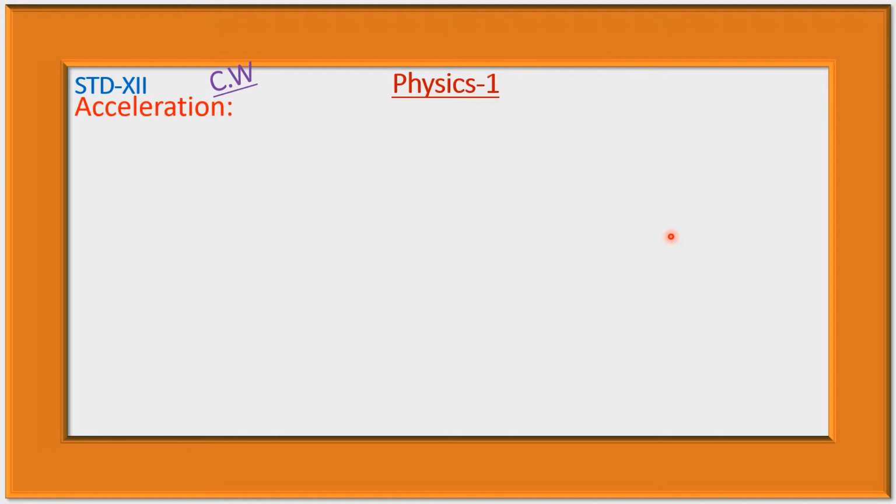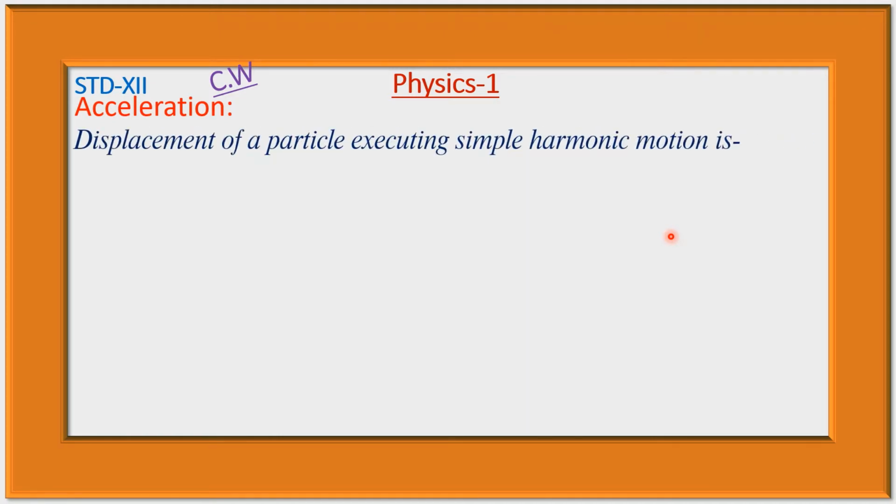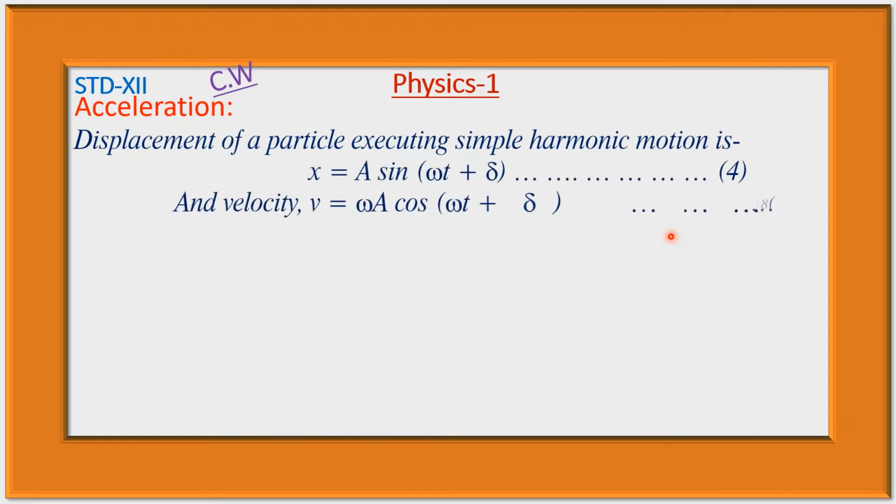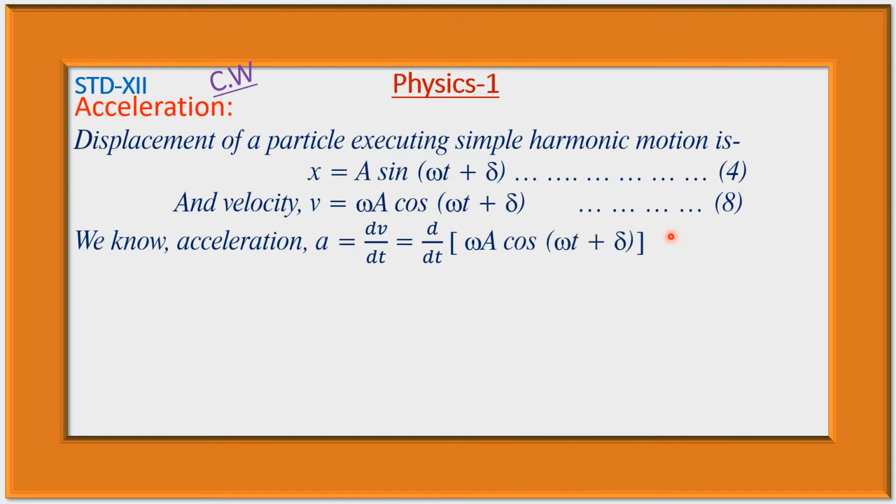Now, acceleration. Displacement of a particle executing simple harmonic motion is x is equal to a sin(omega t plus delta), and velocity v is equal to omega a cos(omega t plus delta). We know acceleration a is equal to dv/dt, that is differentiation of velocity with respect to time. So, dv/dt means differentiating omega a cos(omega t plus delta).